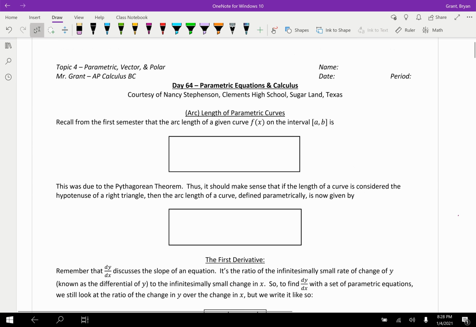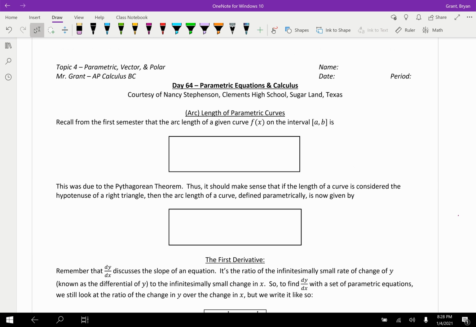Welcome back to AP Calculus BC on that downhill side of things. We started our fourth topic last class, and that was mentioned. It will be split into smaller subtopics: parametric equations, vector-valued functions, and polar equations.